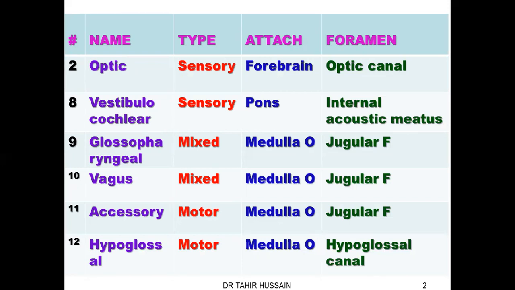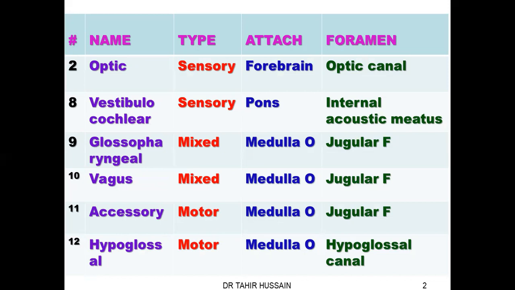Ninth cranial nerve name is glossopharyngeal nerve, and the glossopharyngeal nerve exits the cranial cavity through the jugular foramen, and it is attached to the medulla oblongata. And glossopharyngeal nerve is mixed, motor and sensory, and it also contains parasympathetic fibers. 10th cranial nerve name is vagus nerve. It is a mixed nerve, motor and sensory, and also it contains parasympathetic fibers. And it is attached to the medulla oblongata and passes through the jugular foramen.